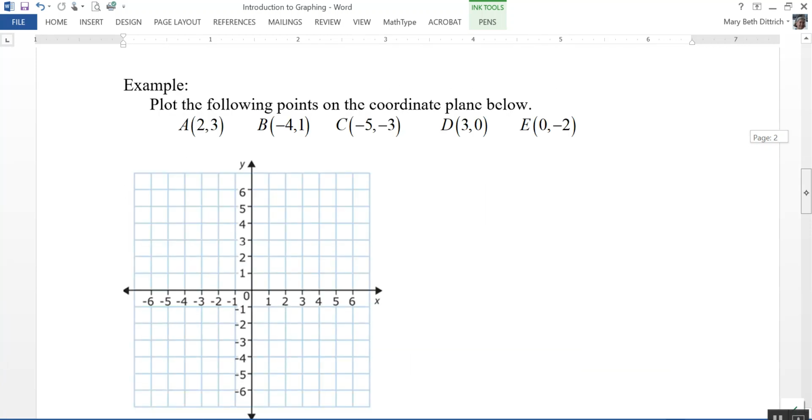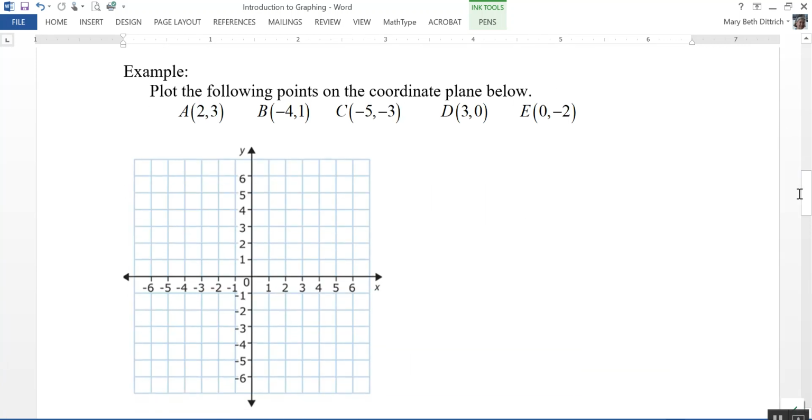So let's try a couple problems here, a couple points. Let's plot each of the following points on the coordinate plane below. So my first point is point A, and often we'll label a point with an uppercase printed letter. So this is the point (2, 3). So my x-coordinate is 2, and my y-coordinate is 3. So that means I'm going to be 2 units in the positive x direction from the origin, and then 3 units in the positive y direction. So that right there is going to be my point A, and I can label it like that.